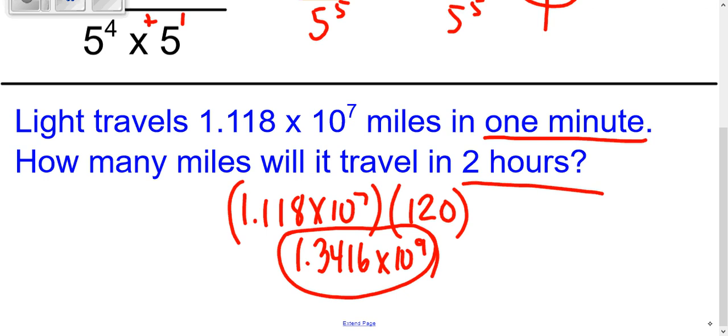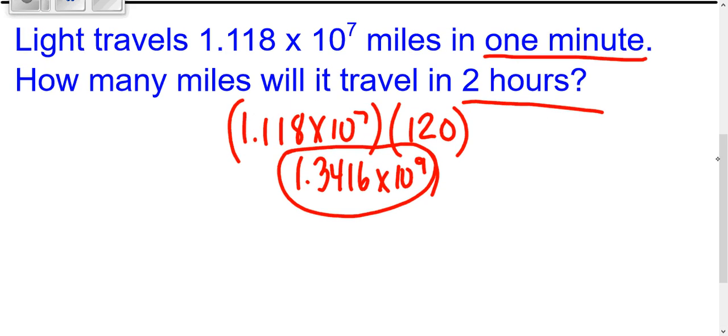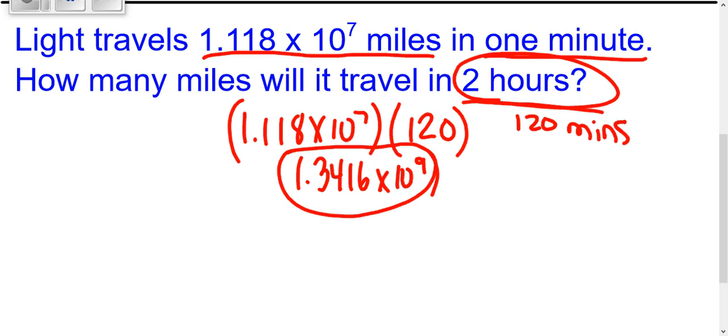Go ahead and let's see. Well, you already did this, hopefully. Light travels at this many miles in 1 minute. That's the key. How many miles will it travel in 2 hours? All right, 2 hours is 120 minutes. So I hope you didn't multiply by 2. I hope you multiplied by 120. And if you did, you got this answer right there.